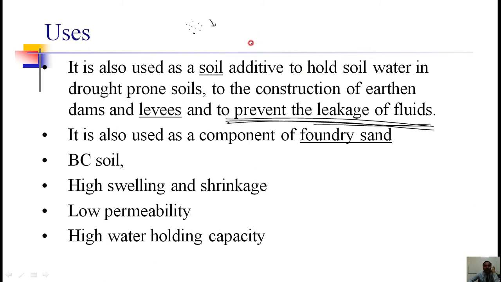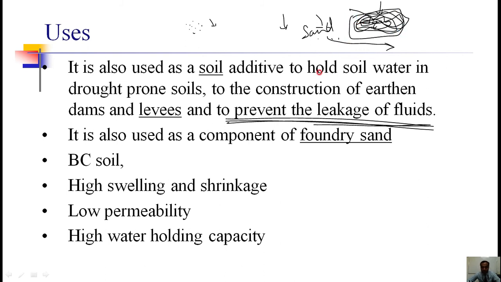Means what? For example, in Rajasthan, the water holding capacity of the soil is low, because it is sand. Sand pore size will be more. When rain comes, water will percolate inside and won't be held in the sand. In that case, we mix in some clay particles and stabilize this soil. Then when water comes, it will hold that water for a longer duration.